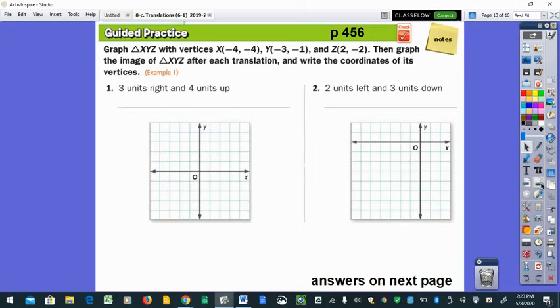So I'm going to ask you to pause it, and you're going to start with a triangle X, Y, Z in both cases. And in this one, you're going to move it 3 units to the right and 4 units up. And this one, you're going to take the same original, go back to where you started, and you're going to move it 2 units to the left and 3 units down. So pause the video and see if you can do that on the graph paper. And again, if you don't have graph paper, you could just write the coordinates and check them against the new coordinates once I show you the answer.